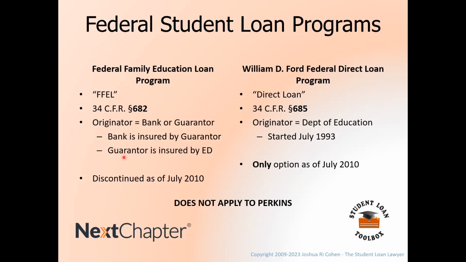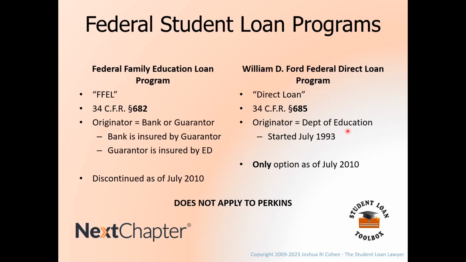that Ed can do. If the guarantee agency grows weary, they can file a claim. They transfer the note to the Department of Education, and Ed is now the holder. But it is still an FFEL loan. This is important for some tweaks. Okay, so again, FFEL means it was originated by a bank or a guarantee agency. This program was discontinued as of July 2010. You cannot get an FFEL loan after July of 2010.